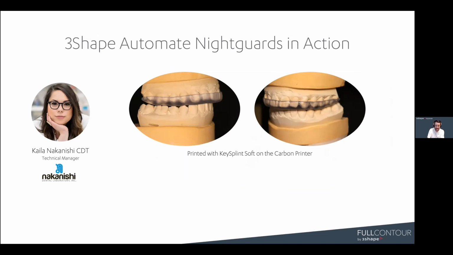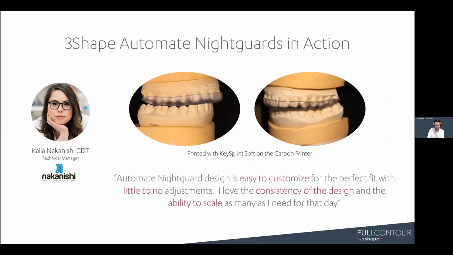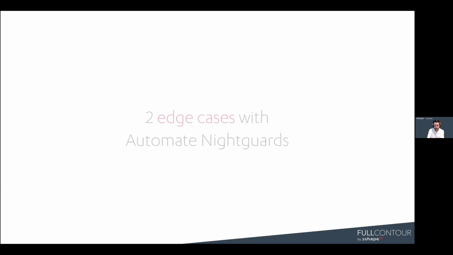She's been fantastic to work with. And what she tells us is that the Automate Nightguard is easy to customize for the perfect fit with little to no adjustments. And she loves the consistency of the design and the ability to scale as many as she needs for that day. So I think that's really, really exciting. They're blowing it up with Key Splint material, and they're super, super excited. So I'm going to hand it over to Cole.